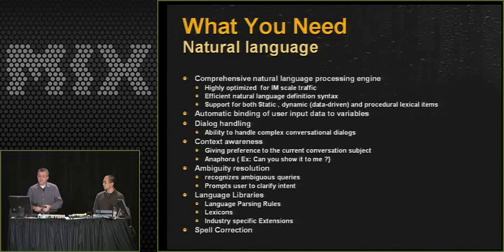Last but not least, you need language libraries, both at the language level, whether it's English, German, Dutch, French, Japanese, but also industry-specific extensions so that if you're building a bot that is dealing with some specific industry, you have basically the lexicon, the parsing rules, and so on that are specific to that industry.